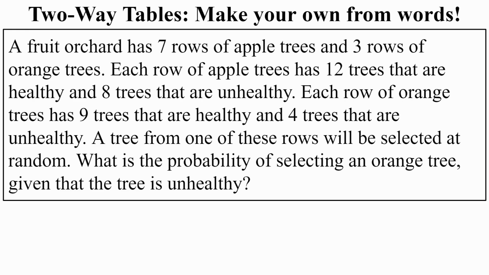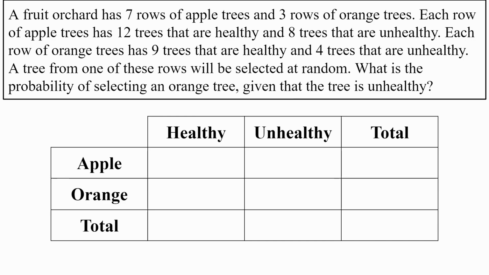So we need to come up with the two-way table for this problem. And you see the two sets of categories are apple, orange, and then healthy and unhealthy. Now let's read where it talks about the apple trees. So there are 7 rows of apple trees, and each row of apple trees has 12 trees that are healthy and 8 trees that are unhealthy. Okay, so the amount of apple healthy trees is 7 times 12 because there's 12 in each and 7 rows. And then the amount of unhealthy would be 7 rows times 8 in each row. So 7 times 8.